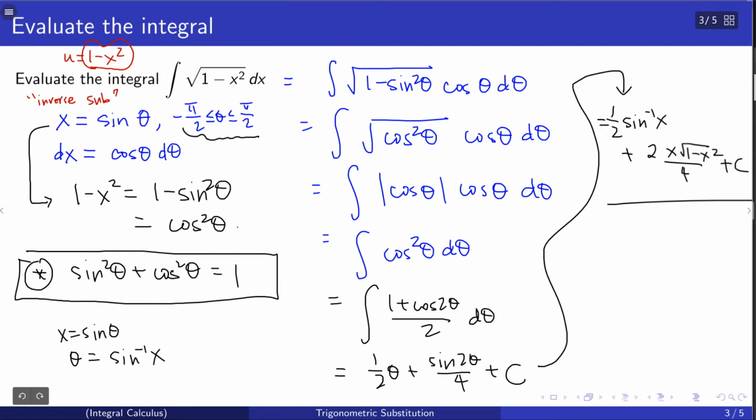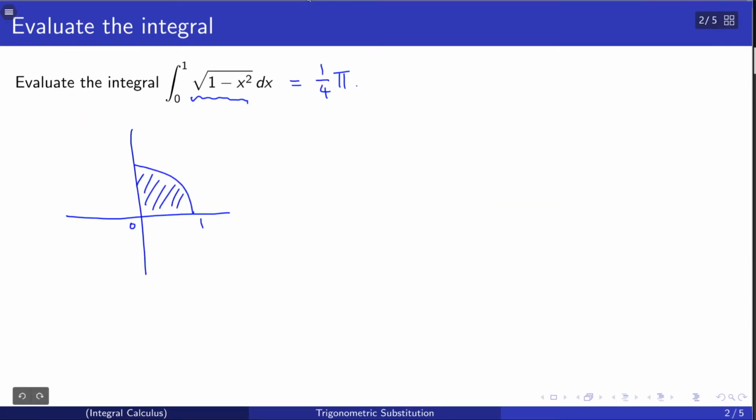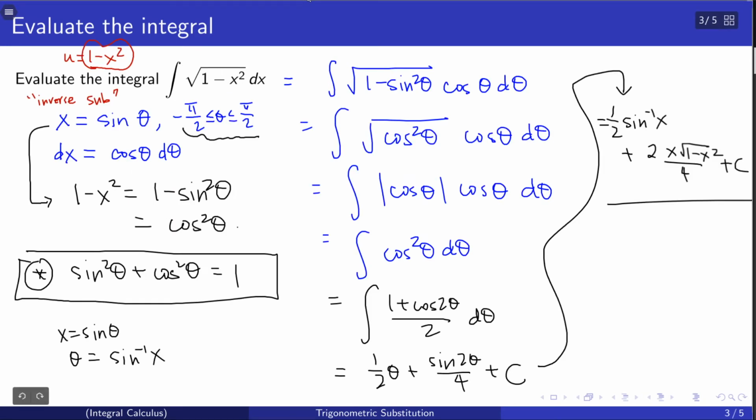And you can actually check. Well, for one, you can take the derivative and show that you get the same thing back, square root of 1 minus x squared. Or, one way to do a sanity check here is to go back to our definite integral, plug in a 0 and a 1, and then subtract and show that you get exactly 1/4 pi.